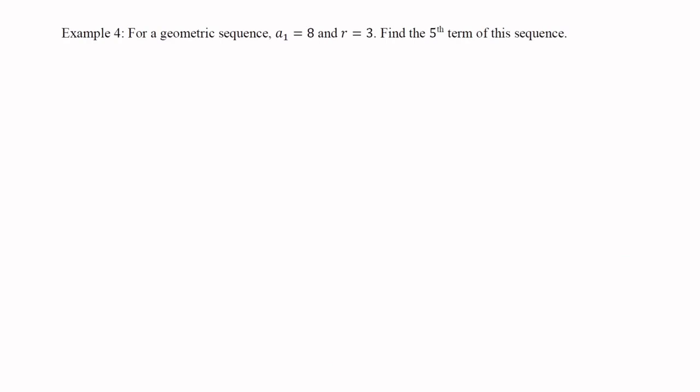For a geometric sequence, a sub 1 equals 8 and r equals 3. Let's find the 5th term of this sequence. So we are explicitly told that a sub 1 is 8 and r is 3, and we want the 5th term, so n would be 5. So we plug all those things in. 5 minus 1 gives us the 4th power, and we finish evaluating to get 648.